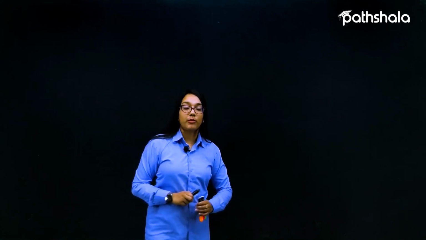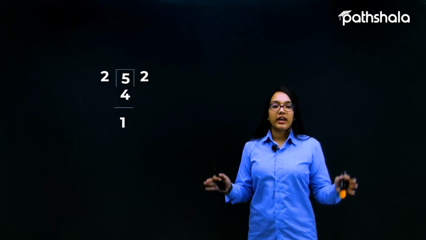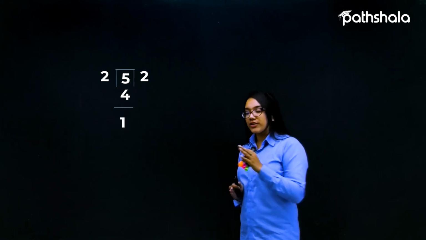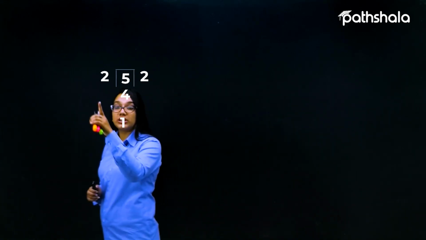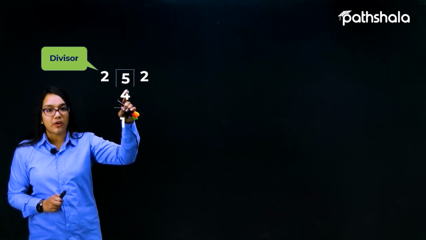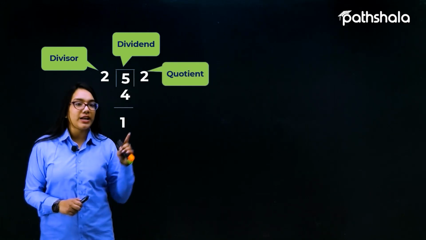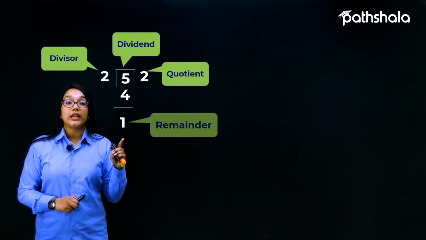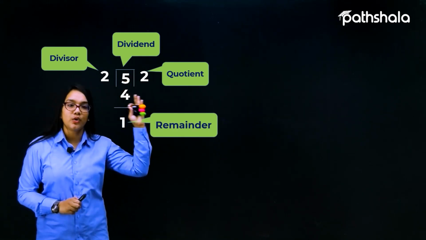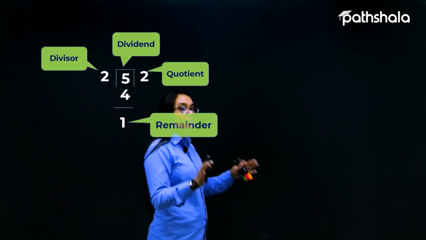As we know, each and every number over here has its own representation or its own name. First of all, let us talk about this 2. This 2 is called the divisor. 5 is called the dividend. 2 is called the quotient, and 1 is called the remainder. So these are the divisor, dividend, quotient and remainder. Now this is all about dividing two numbers.